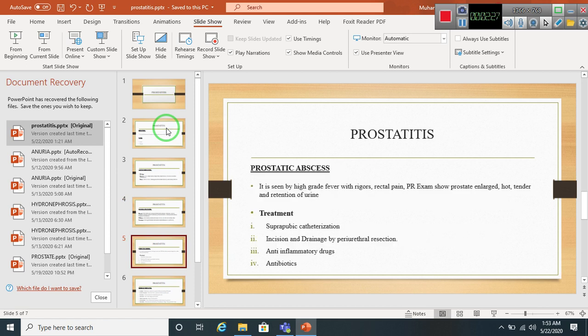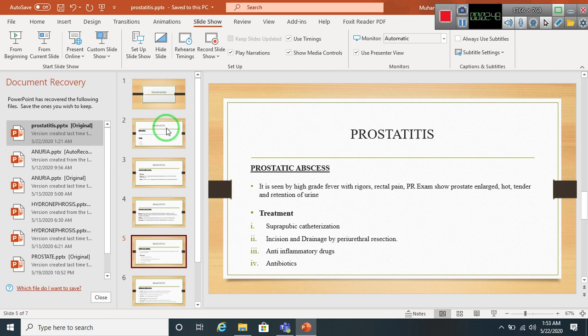Prostatic abscess. It is the complication of acute prostatitis. It may present with fever, with rigors, rectal pain. Per rectal examination shows prostate enlarged, hot, tender, with retention of urine.